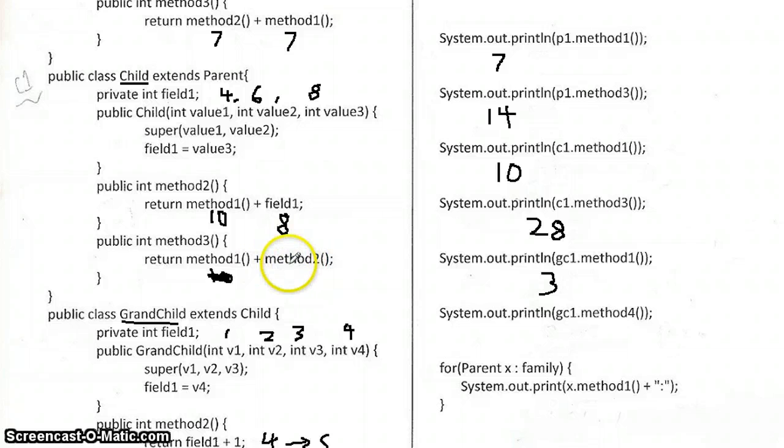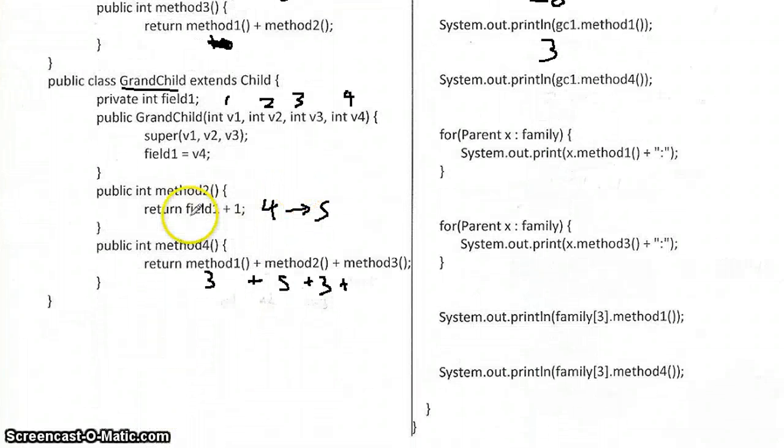And we have a method 2. But method 2, we do not call this method 2. This method 2, because it is of grandchild object, we will pop back down to method 2 again, which will give us 5. So 3 plus 5 plus 3 plus 5 will give us the result of 16.